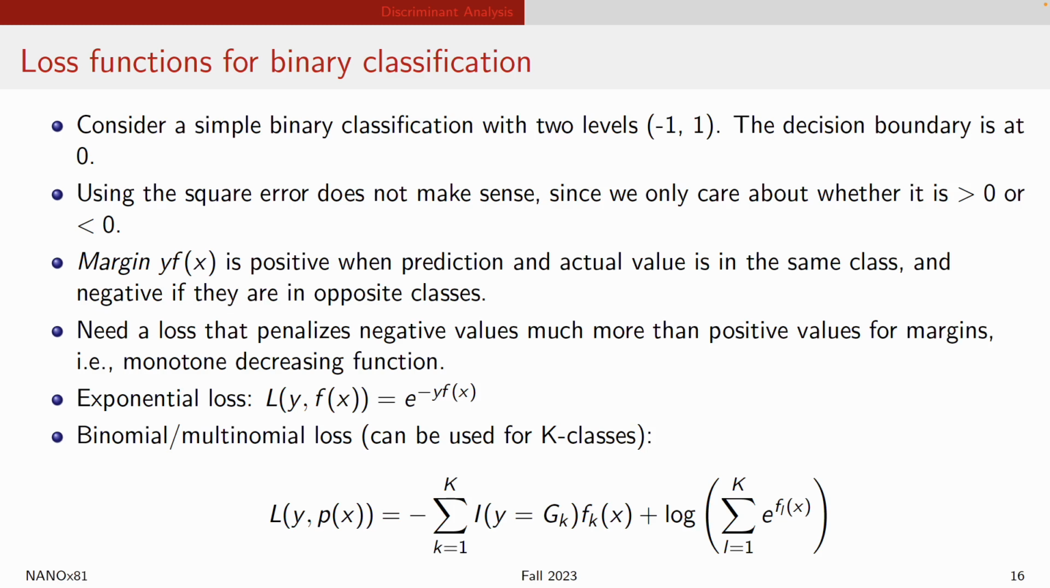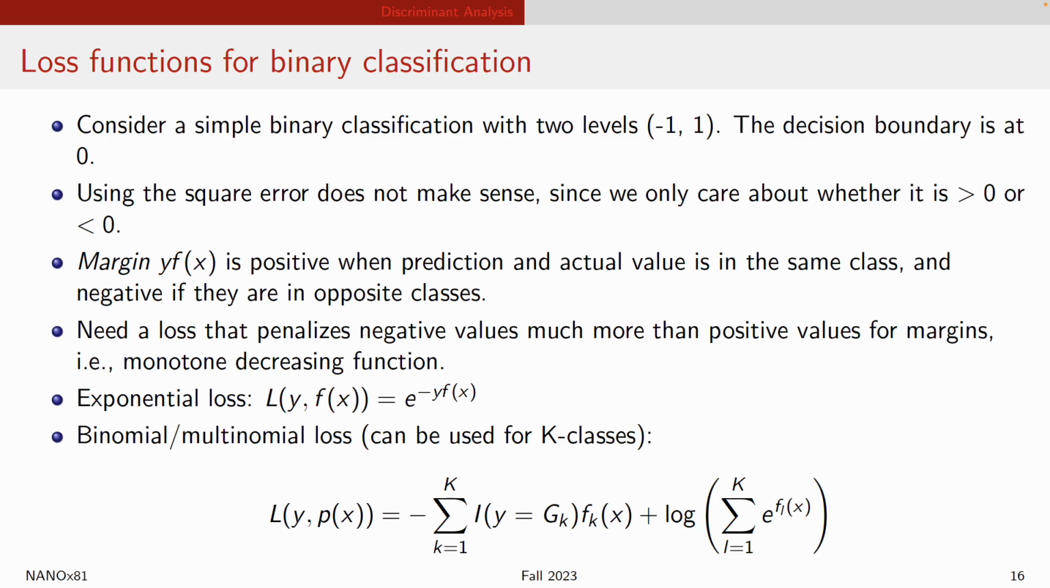Now, when I actually make a wrong prediction, in other words, if my y and f of x have different signs, then this becomes a positive number, and the exponent of a positive number is a very, very large positive number, right? So this is why it's called an exponential loss, okay? So for classification problems, this is a very common loss function that you use, okay? You are penalizing the wrong classification, and you are making very little penalty on the correct classification, okay?